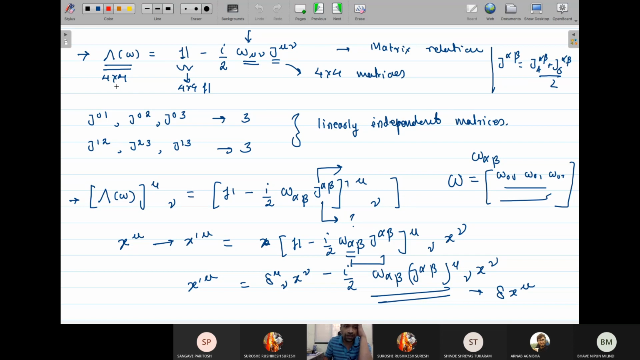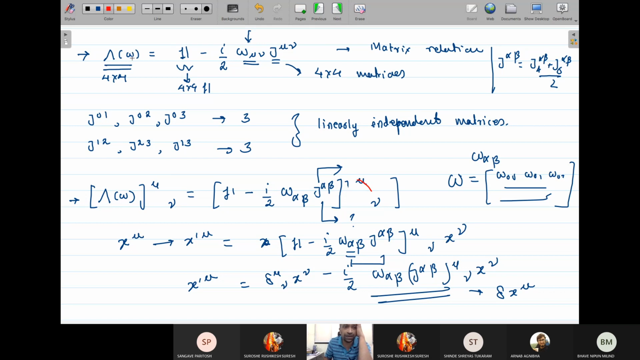This lambda omega is a 4 cross 4 matrix. Its mu nu-th entry is the mu nu-th entry of this expression. The mu nu-th entry of identity is just delta mu nu, and the mu nu-th entry of this is the rho sigma entries of the J mu nu matrix. Clear? So if we know what these J's are, then we know lambda omega.